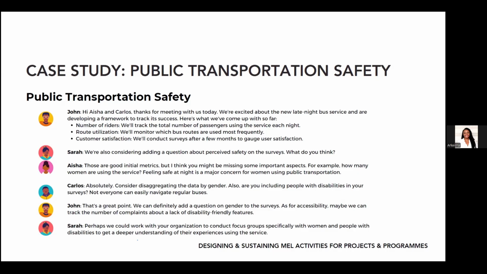That is a great point. We can definitely add a question on gender to the survey. As for accessibility, maybe we can track the number of complaints about a lack of disability-friendly features. Perhaps we could work with the organization to conduct focus groups specifically with women and people with disabilities to get a deeper understanding of their experiences using the service.